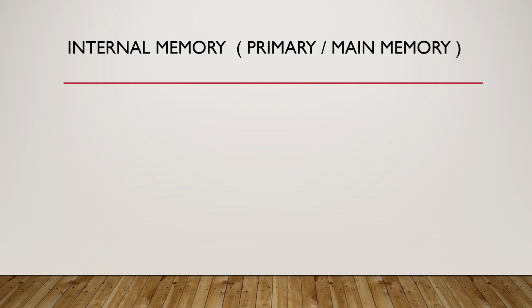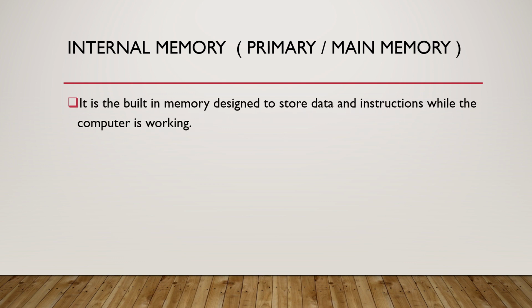Internal memory. Internal memory is also called primary memory or main memory. It is the built-in memory designed to store data and instructions while the computer is working. Okay, the very important thing is what? It stores the data while the computer is working. So we can call it a temporary memory. Here we cannot store the information for a longer period. When we are working on the computer, it stores the data and instructions.